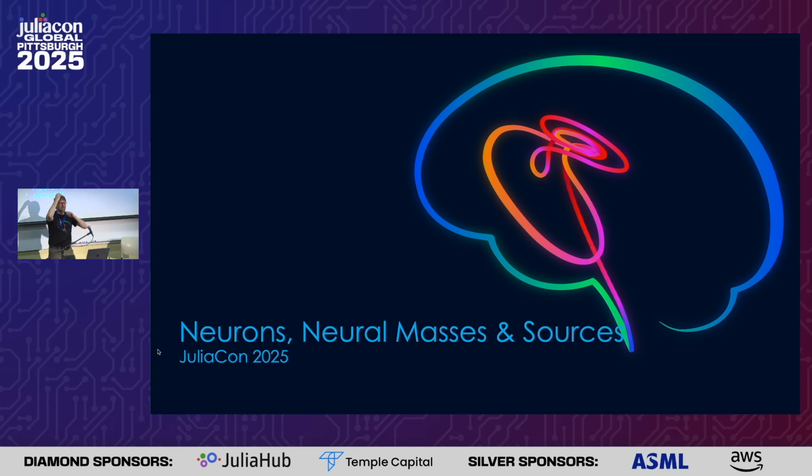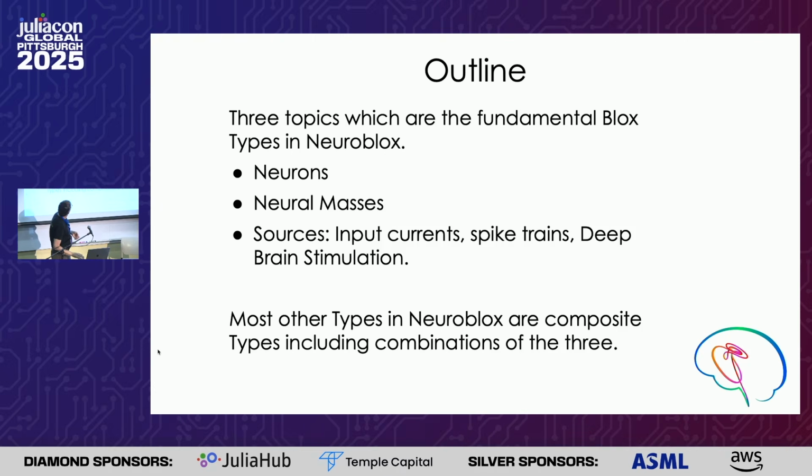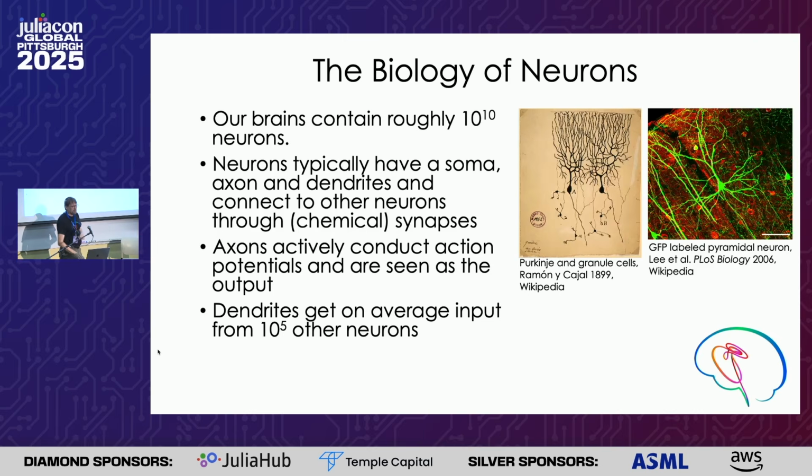So now let's talk about neuroscience. I'm not a neuroscientist, I'm a physicist by training. We have neuroscientists here, so they can correct me. In general, what we wanted to cover is neurons, neural masses, sources, inputs, spike trains, and other things. And we'll have a notebook later for that.